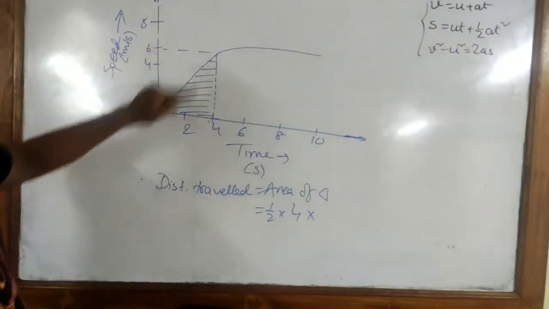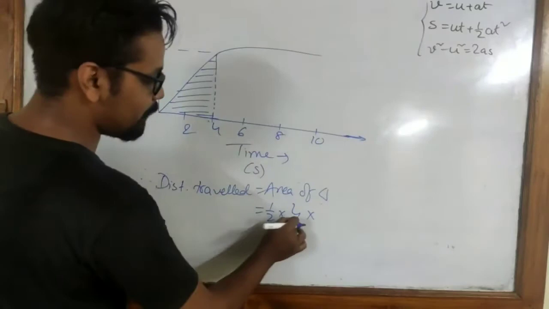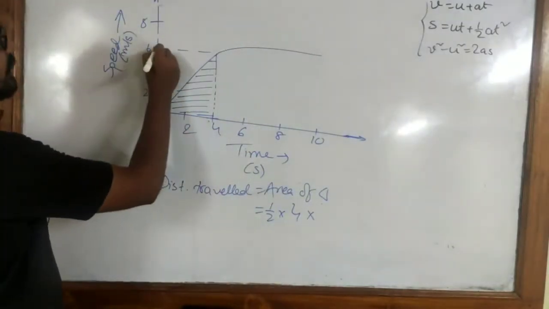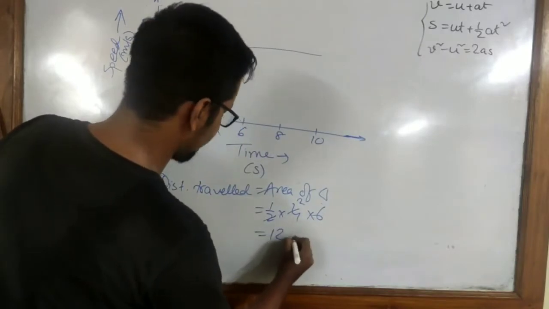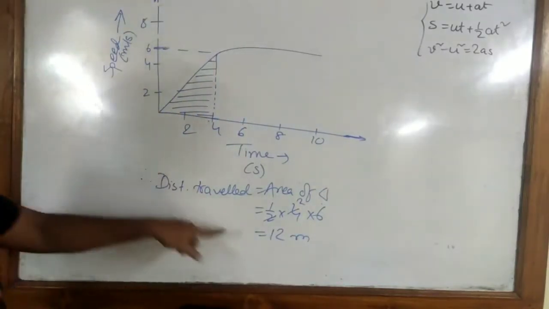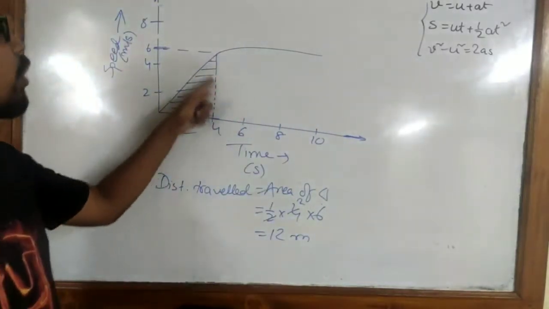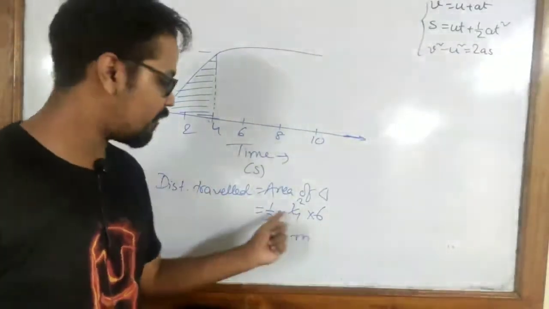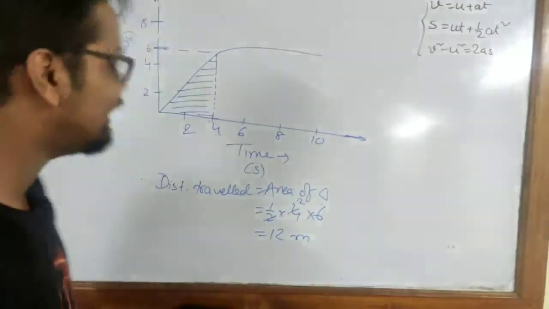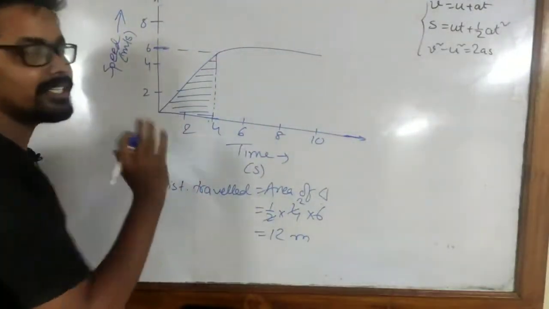So we have 6 here, so it is half into base into height, where the height is 6. So it is 12 meters. The distance traveled is 12 meters, that means the area of this triangle is 12, so the distance is 12 meters. I hope it is clear. So we have found the area, that is the distance.